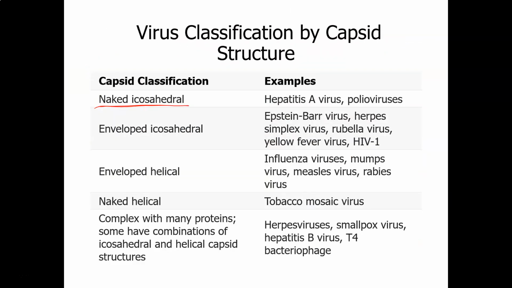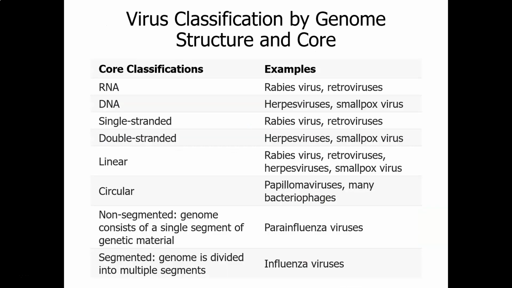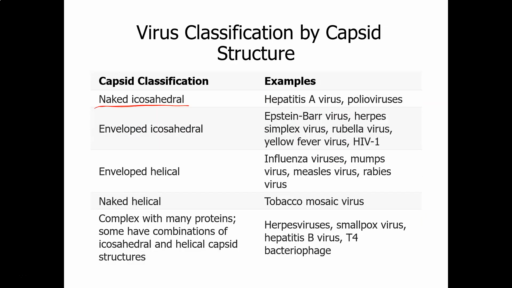And then enveloped icosahedral would be like HIV, and Epstein-Barr. You may not know this from the name of the virus, but it causes one of the diseases that it can cause, what we normally call mono, but it's mononucleosis, and it can last for several weeks. It's very, very contagious. So that is one that is enveloped and icosahedral.